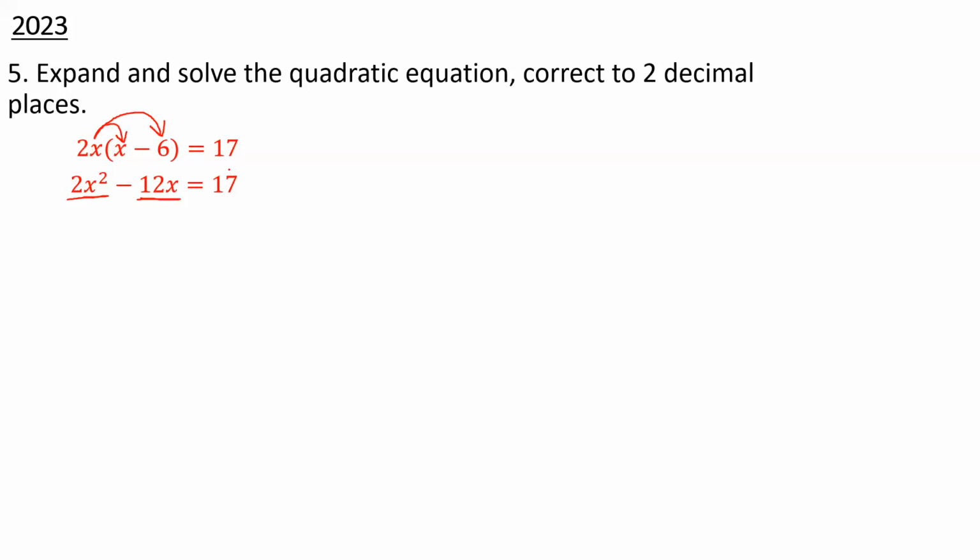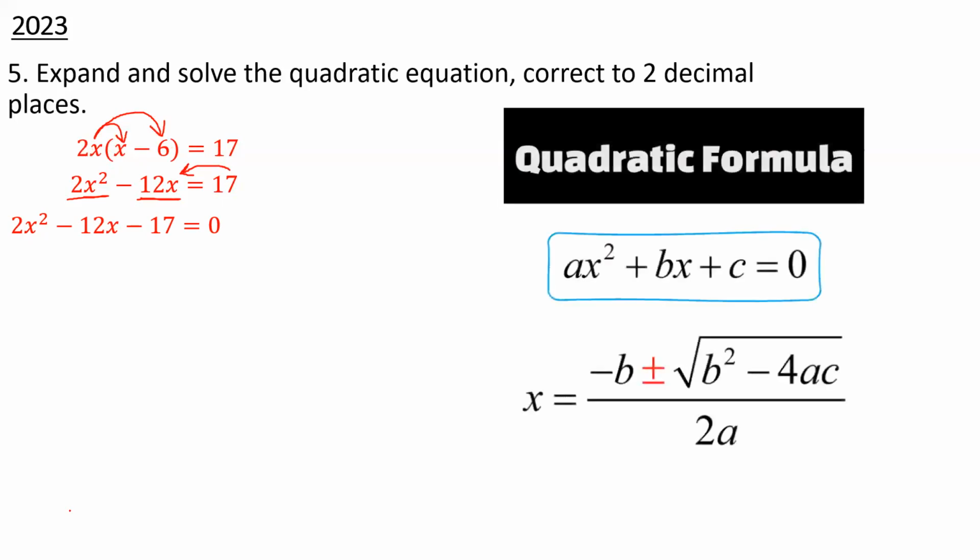The next thing I want to do is bring the 17 over the equal sign. It was a positive 17, so now it becomes a negative 17. So we have 2x squared minus 12x minus 17 equals 0. And now we can use the quadratic formula.